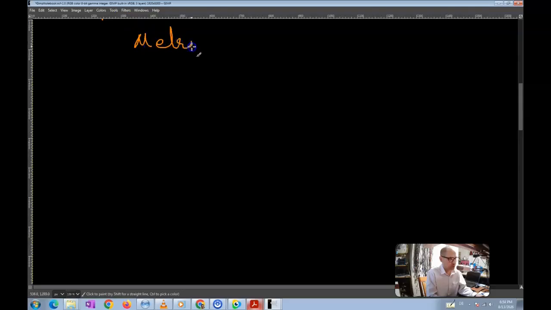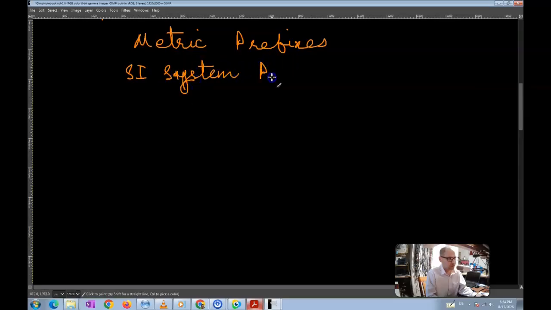These are called the metric prefixes, or the SI system prefixes.